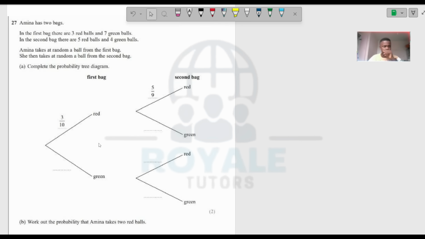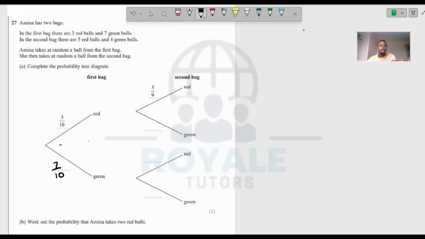All right. She has 2 bags. Okay, in the first bag, she has 3 reds and 7 green. So 3 red and 7 green. So the probability of green will be number of green over the total number of balls. So in the first bag, we have 3 red and 7 green. So that's 10 balls in total.